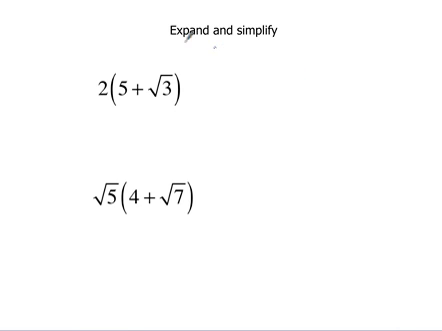Expand and simplify. So we're going to multiply out these brackets, multiplying everything inside by the term that's outside. So 2 lots of 5 will give us 10. And then I've got 2 lots of root 3, which will be positive 2 root 3. And I can't simplify anything further than that. This is a square root term. It's got a surd, and this is just a regular integer.